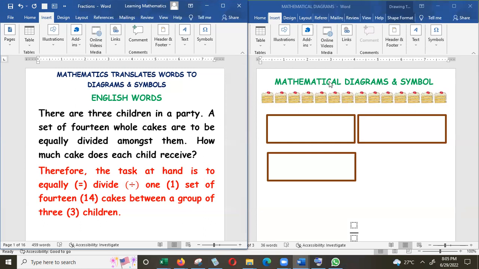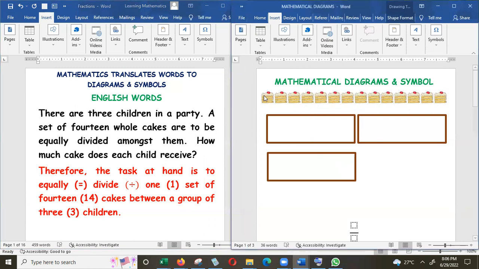Mathematics also use diagrams to translate words. So the word cake, here's a diagram for it. And the word children, C-H-I-L-D-R-E-N, you can use a rectangle. So here you have 14 cakes and 3 children. Okay. So you want to equally divide the 14 cakes.